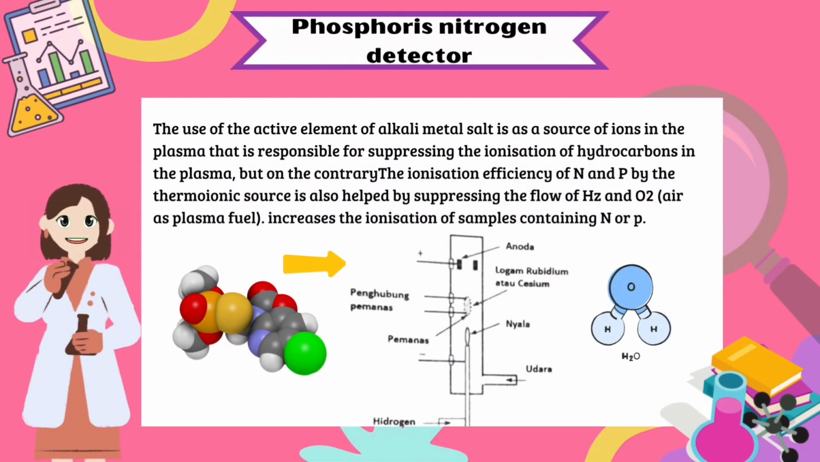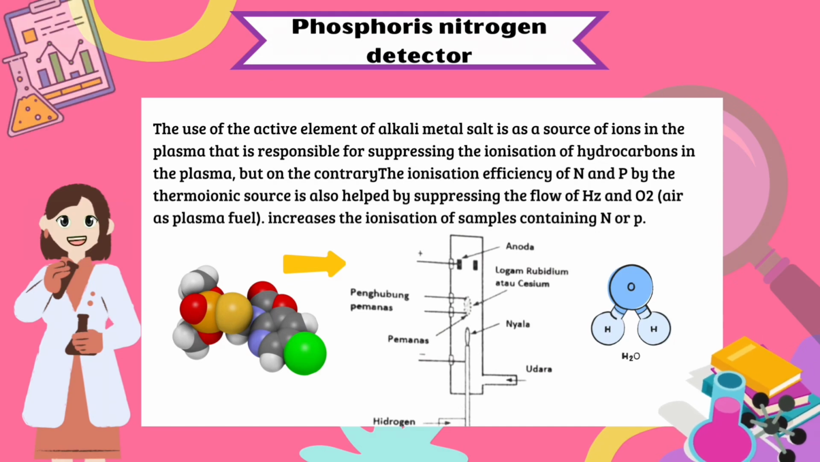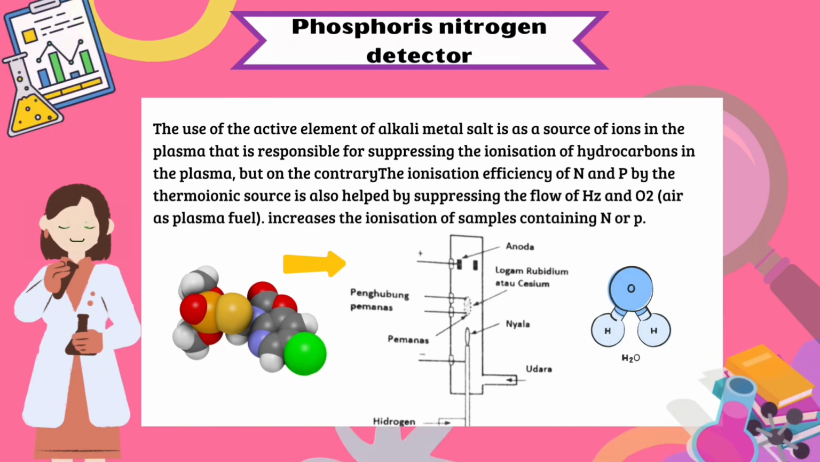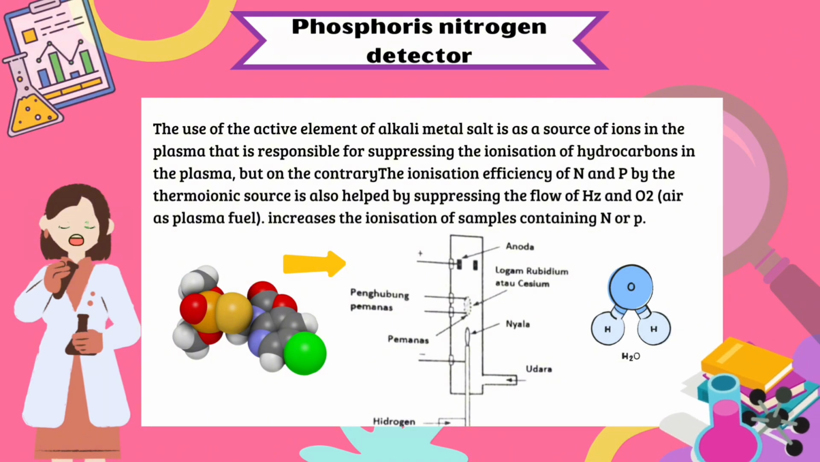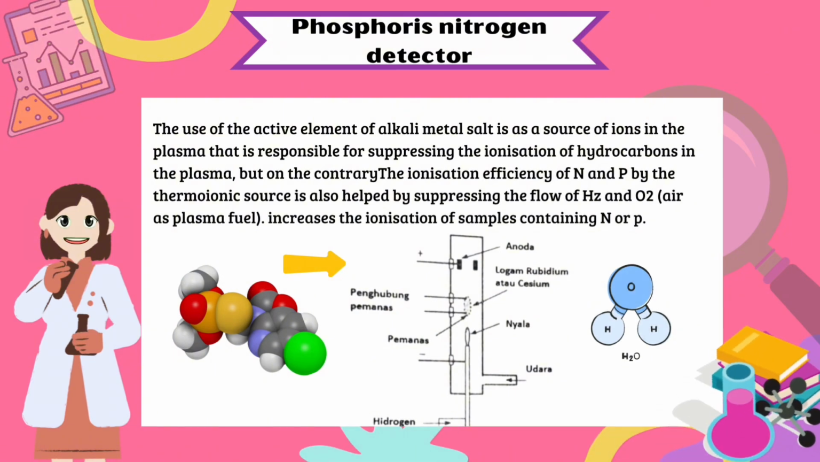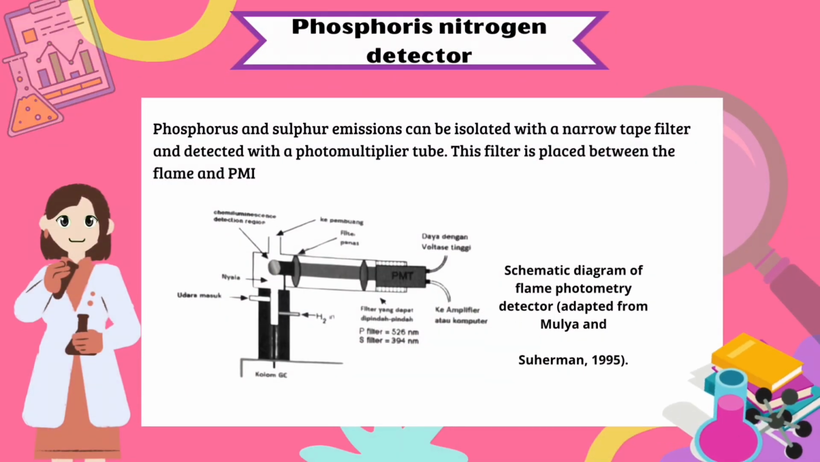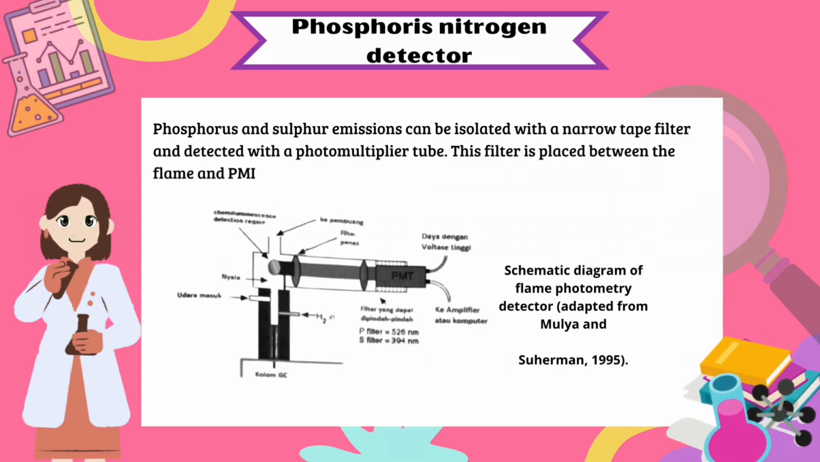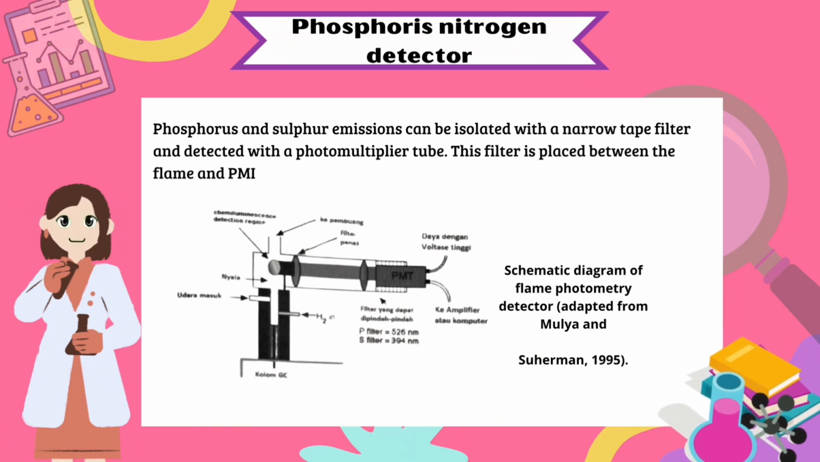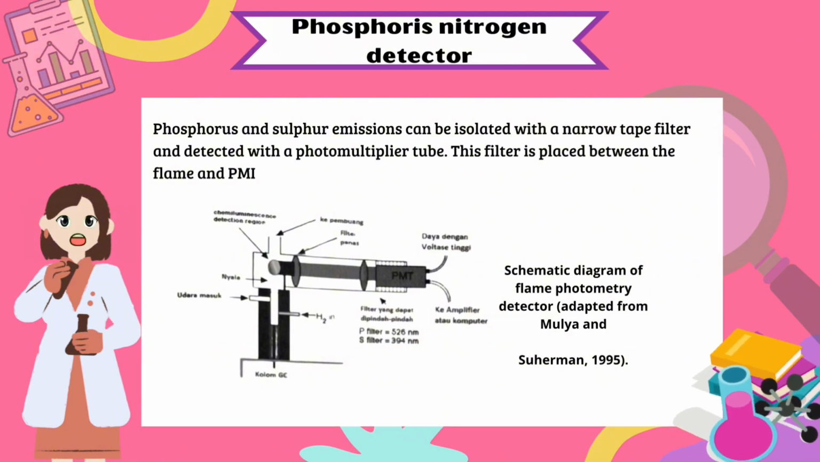The active element of alkali metal salt is used as a source of ions in the plasma that is responsible for suppressing the ionization of hydrocarbons in the plasma. On the contrary, the ionization efficiency of an OP by the thermionic source is also helped by suppressing the flow of H2 and O2 air as plasma fuel. This increases the ionization of samples containing an OP. Phosphorus and sulfur emissions can be isolated with a narrow band filter and detected with a photomultiplier tube. This filter is placed between the flame and the PMT.